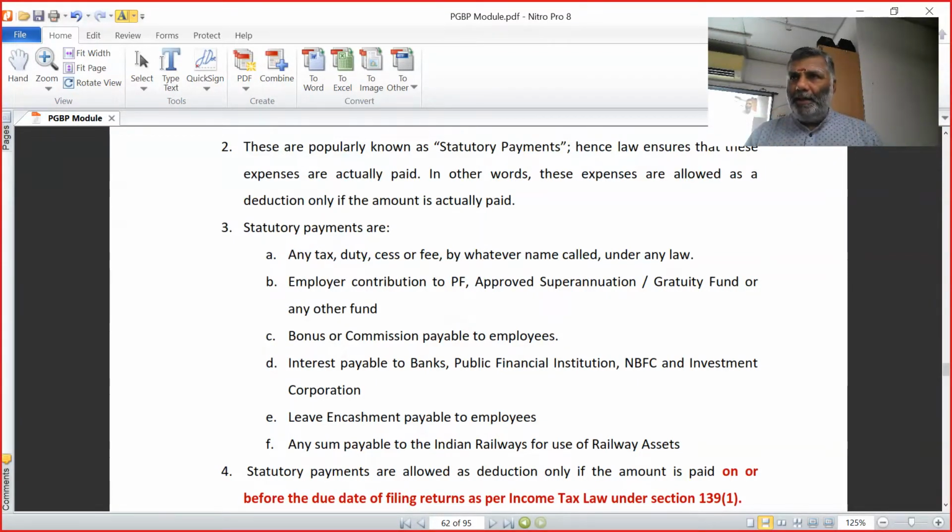A company created the bonus provision, bonus to bonus payable. It's a statutory payment. But the labor union is not ready to accept the bonus. They said that the bonus is less, so we will not accept. The due date was coming up. So what the company did is they transferred it to a trust, an employee welfare trust.